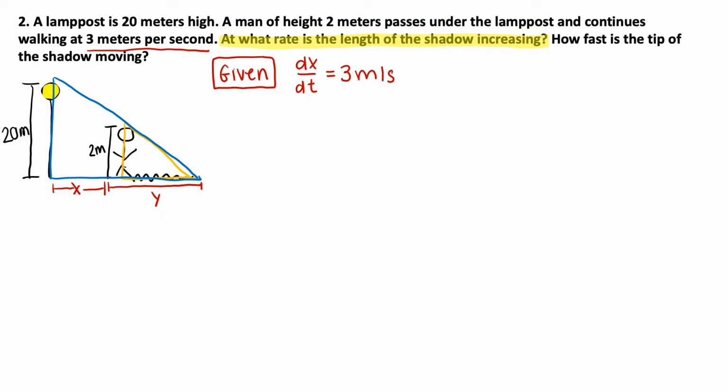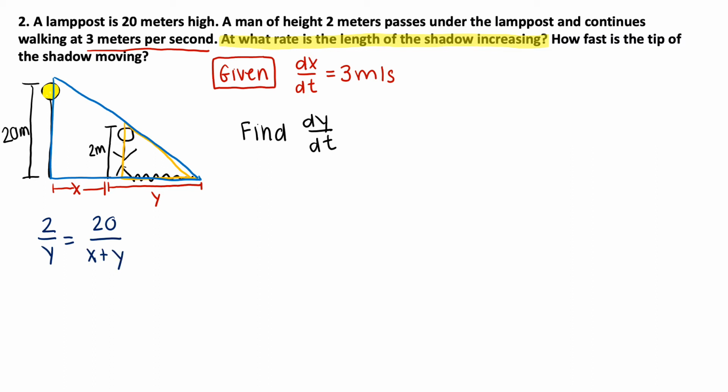So we want to know how the shadow is changing. So they're asking us to find dy/dt. To do that, just like we did in the last problem, we're going to set up similar triangles. Starting with the man, let's set up our 2 over y equals, and then our whole triangle here would be the height, 20, over that whole base, which is x plus y.